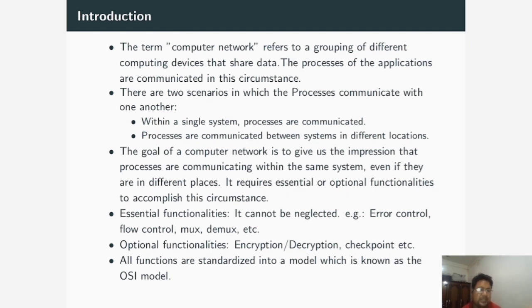They may be essential, or they may be optional. Essential functionality means it cannot be neglected, for example, error control, flow control, multiplexing, demultiplexing, etc. These are essential in computer networks. Another is optional functionality, like encryption, decryption, and cyber security, where the cyber security concept is an optional functionality. All the functions we have to discuss are standardized into a model which is known as the OSI model.